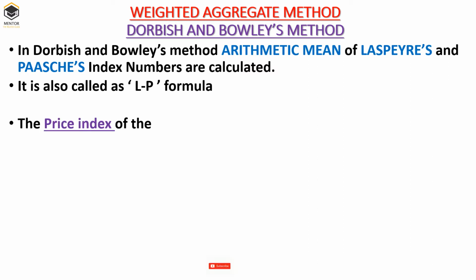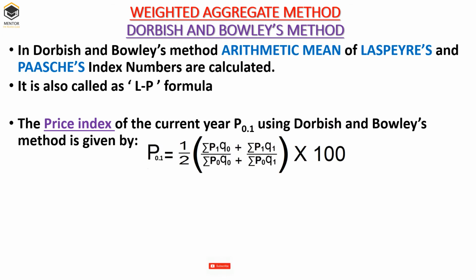So let's see the price index. For the arithmetic mean, we take the Laspeyres method plus the Paasche method, add these two and divide by 2. It is nothing but our arithmetic mean. What is the formula of the arithmetic mean in a general way? It is the sum of quantities divided by the number of quantities. Here we have two formulas, both of which we add and divide by 2. So this will be our Bowley's method.